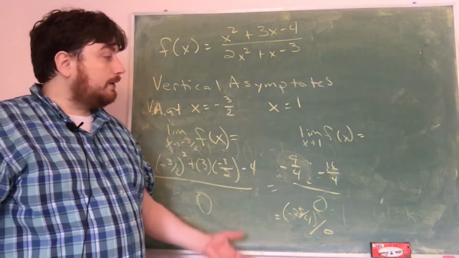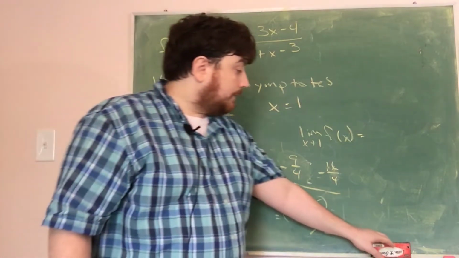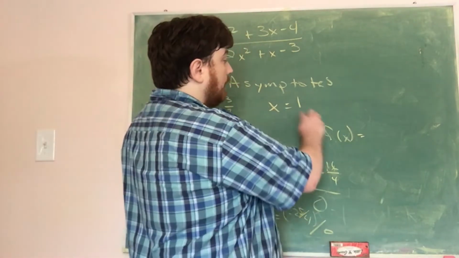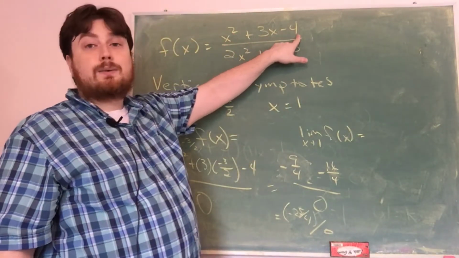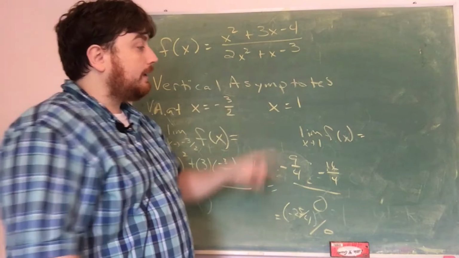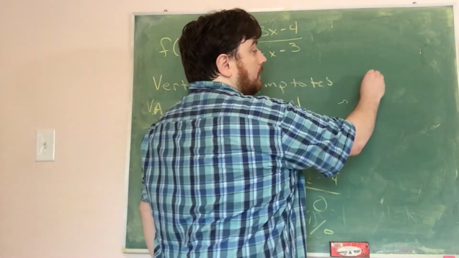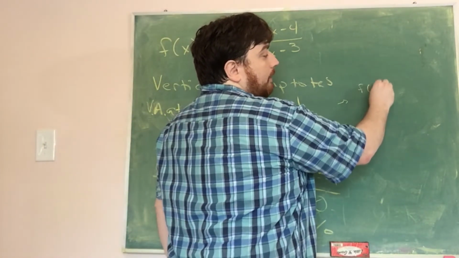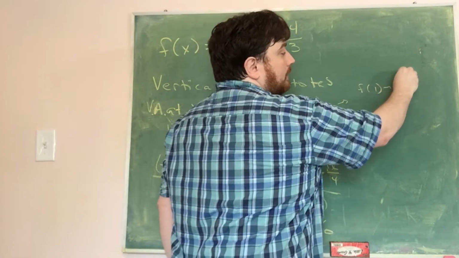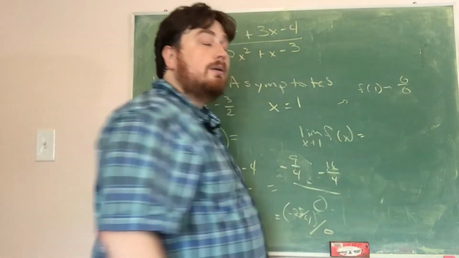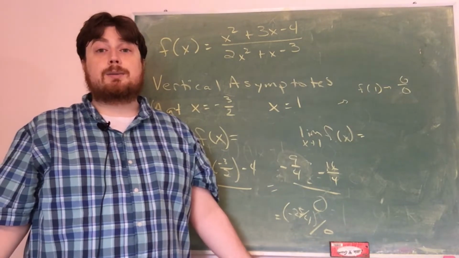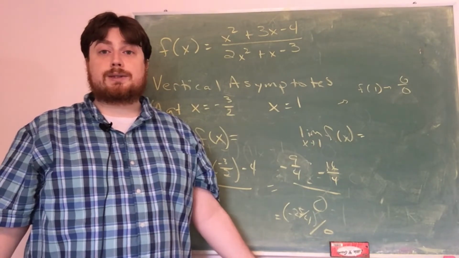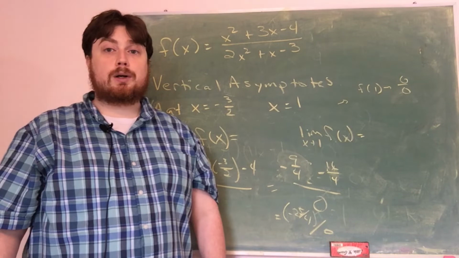Now, on the other hand, if I do this at x equals 1, if I plug in 1, I get 1 plus 3 is 4, minus 4 is 0. And then again, we know the bottom is 0. So when I plug in 1, f of 1 is going to look like 0 over 0, which means that my function is undefined, but my limit is indeterminate because I do have a 0 over 0. So I have to do more work.